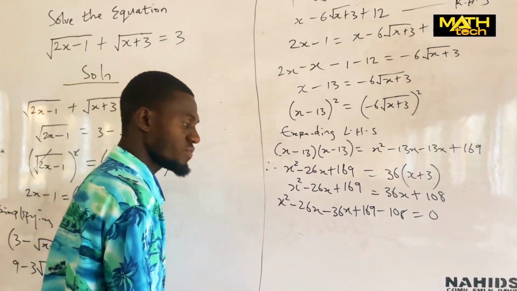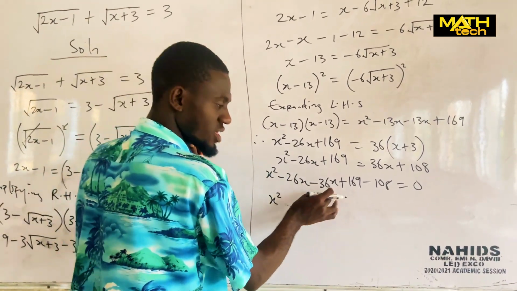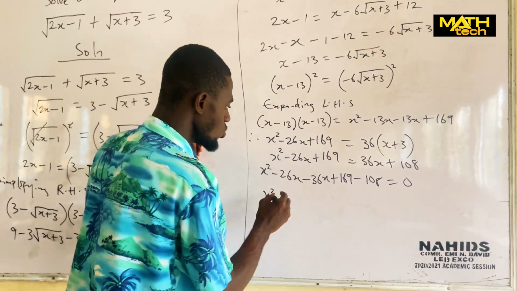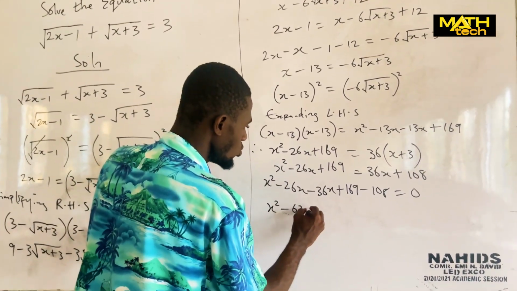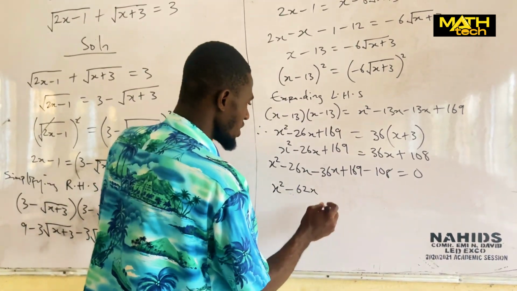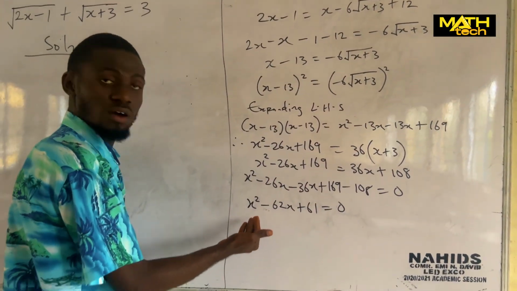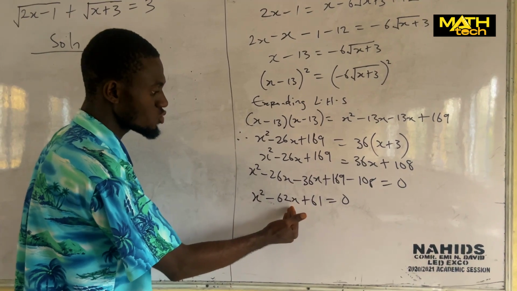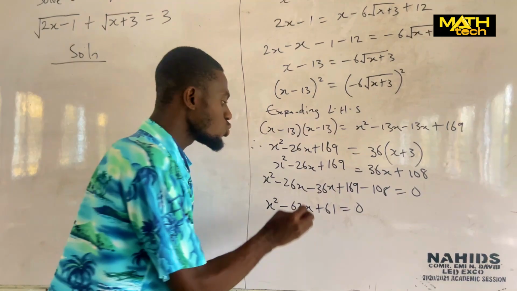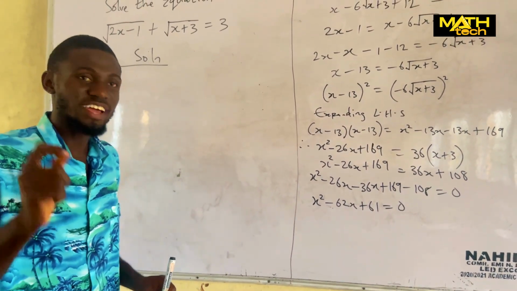So we simplify further, where we'll have x squared minus 26x minus 36x. This will give us minus 62x. 169 minus 108 will give us what? 61, and then we'll be having plus 61. So now by simplifying here, we have a result to be what? x squared minus 62x plus 61 equal to 0. And this is a quadratic equation.